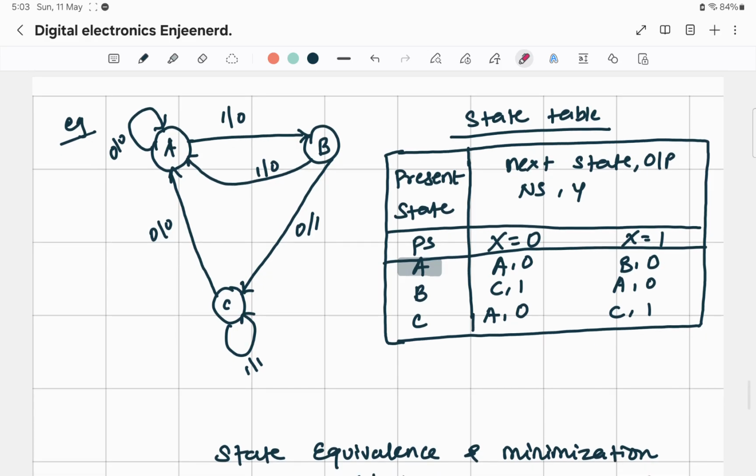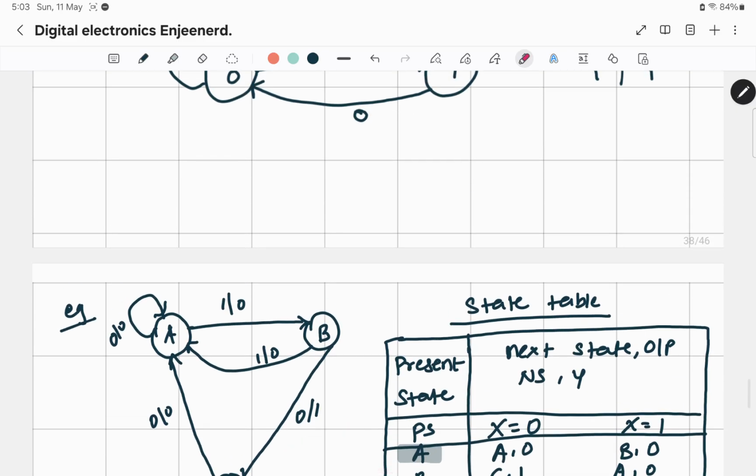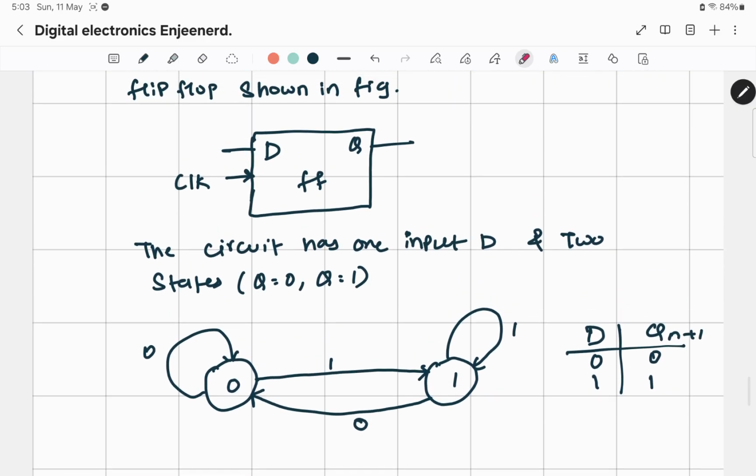This is just to make you understand what state diagrams and state tables are. From one, how can you make the other? From this, how can you make this? And for any flip-flop, how can you make a state diagram? This was the D flip-flop. Similarly, you can do it for any flip-flop.